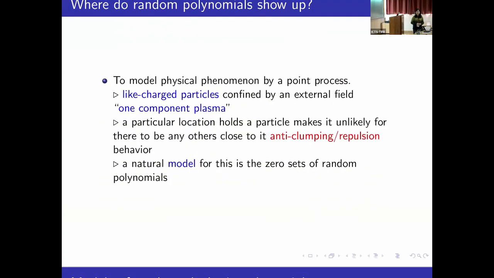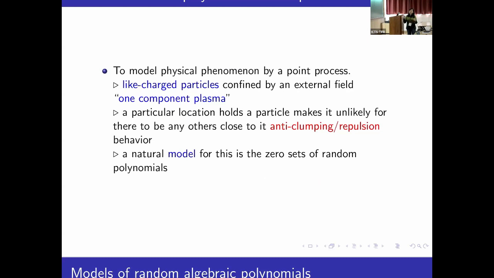Let me take an example. Let's say we want to model physical phenomena by a point process, and the physical phenomenon that we want to study is, for instance, light charged particles that are confined by an external field. This is also known as a one-component plasma. One of the basic properties of this system is anti-clumping, also known as repulsion behavior.